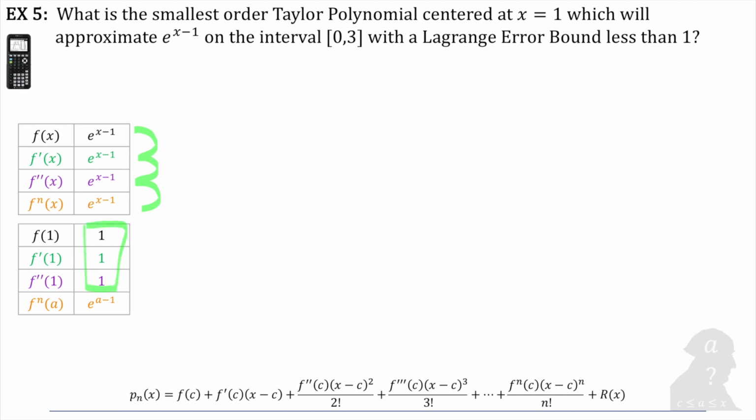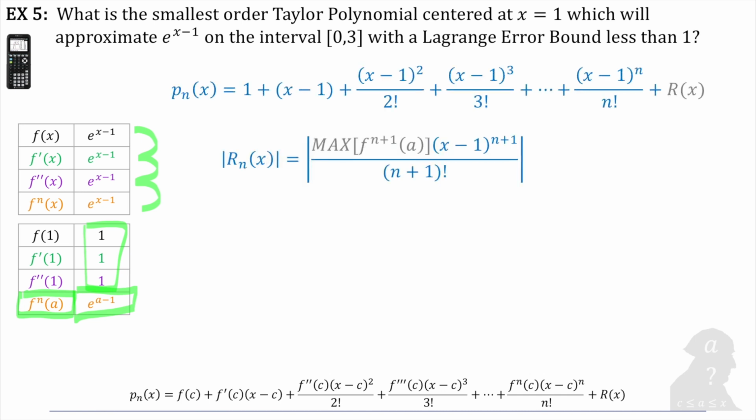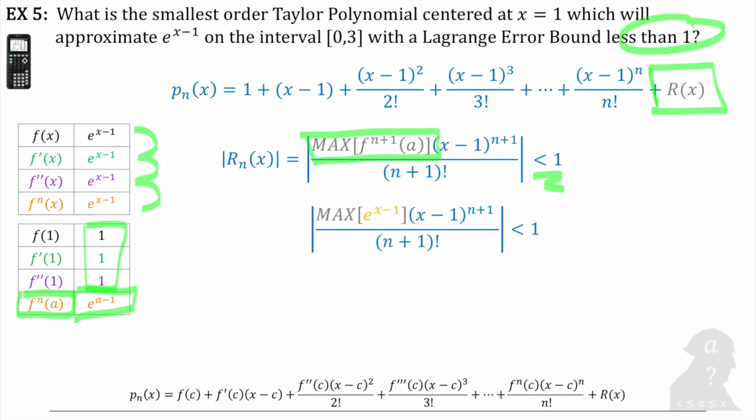But in general, the mystery derivative at a, we could name that e to the a minus 1. So if we put our polynomial together, the remainder here is going to live in the n plus 1 term, and that n plus 1 term needs to be less than 1. Well, I don't know which term that's going to be, so I'm just going to write in here max e to the x minus 1. And then I've got x minus 1 to the n plus 1 all over n plus 1 factorial.